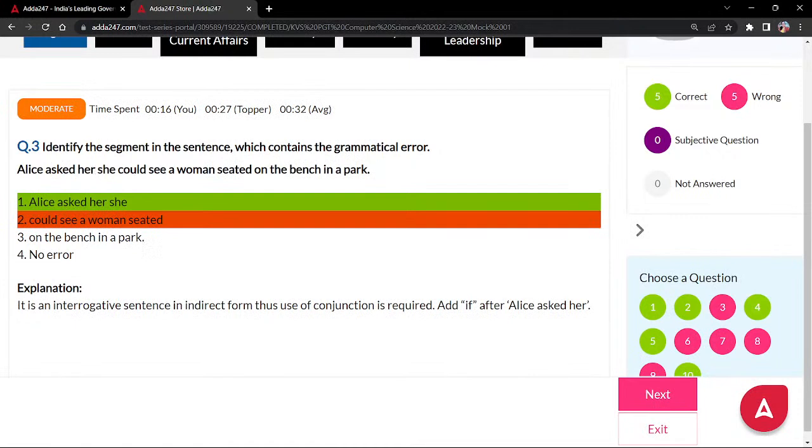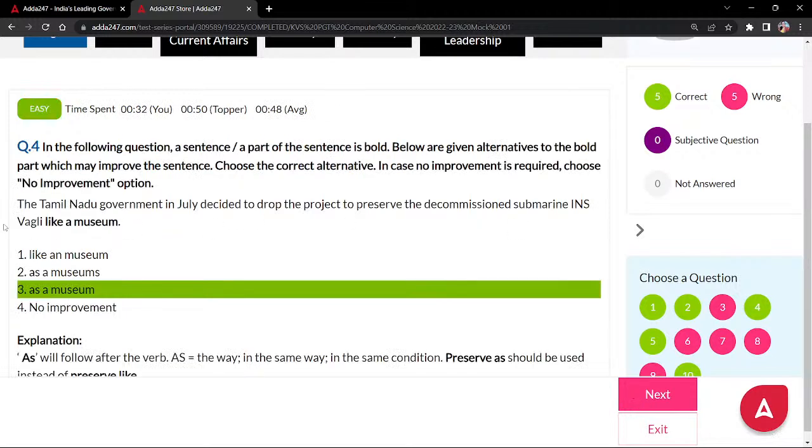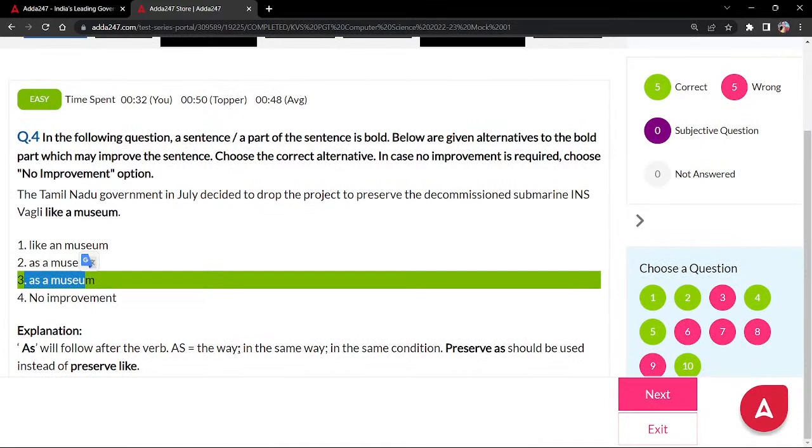Next, Alice asked her she could see a woman seated on the bench in a park. Here it is an interrogative sentence, so after Alice asked her, if is used. Direct speech and indirect speech formula you have to remember. For the conjunction we use if. Next, find which is wrong. The Tamil Nadu government in July decided to drop the project to preserve the decommissioned submarine INS Pagli like a museum. Like a museum is not right, it should be as a museum. As follows after the way, in the same way, in the same condition. So preserve as should be used instead of preserve like.